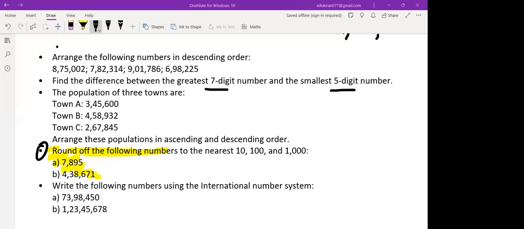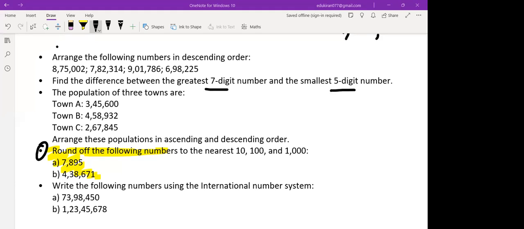So, ma'am, for the first one, 9,1786 is greater than 8,75,002, which is greater than 6,98,225. Then after that 7,82,314. Good. First 9, then 8, then 7, then 6. Correct. Next. Arrange these populations in ascending and descending order. In ascending order, first town B, then town A, then town C, and in descending order it will be town C, town A, and town B.